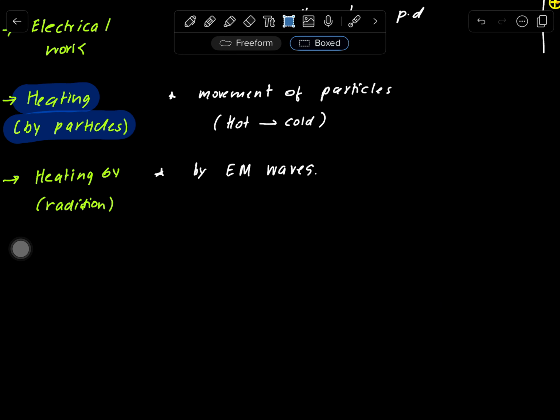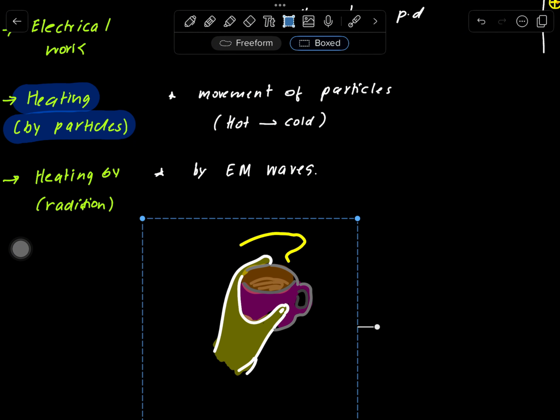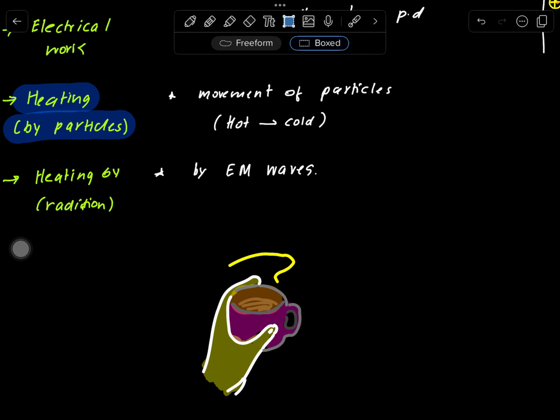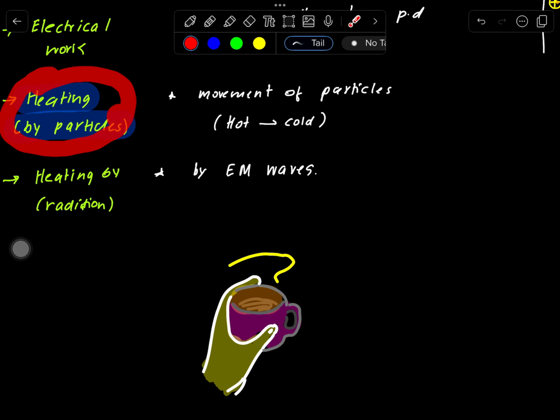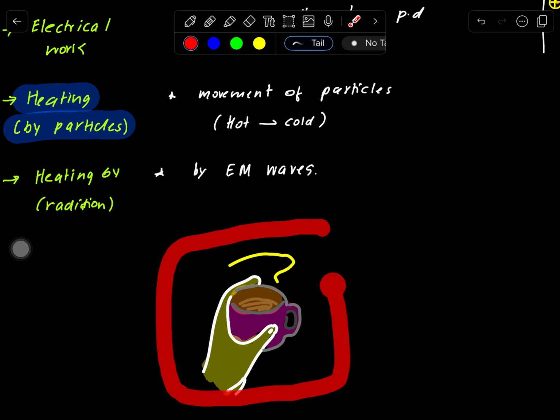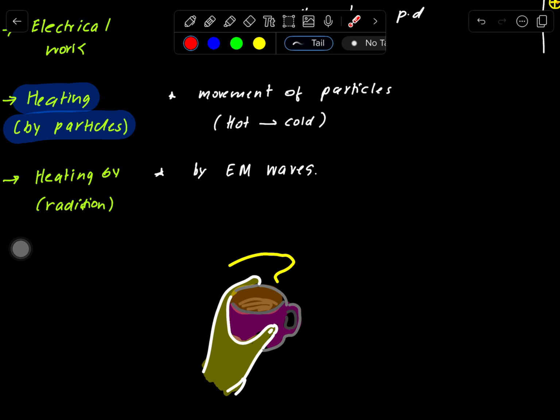My hands were freezing, and there happened to be this coffee stall, not coffee, it was hot chocolate, on the side. Even though I'm not the biggest fan of hot chocolate, I grabbed a cup. And let's talk about heating by particles from that story. So, if you see here, the system is the hot chocolate, the mug, and my hand. Okay? Because that's what we're observing right now.